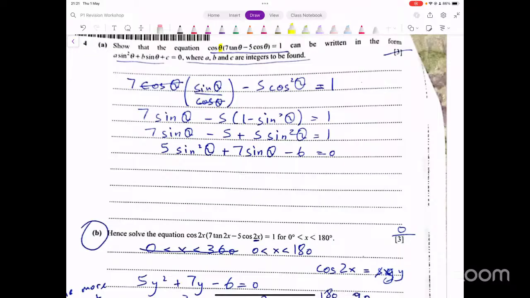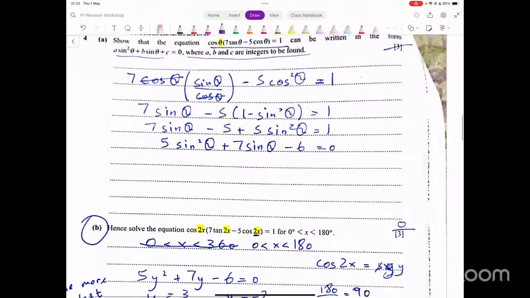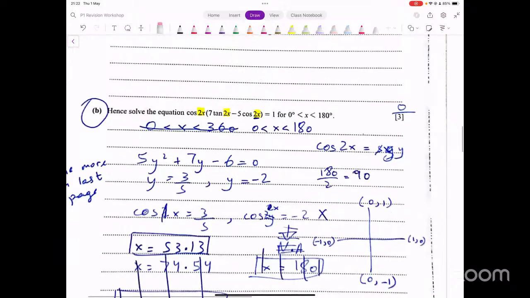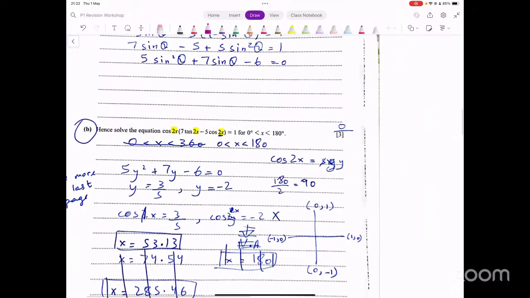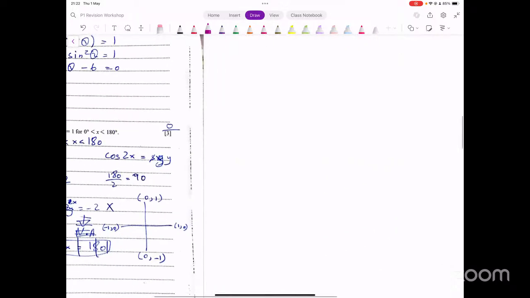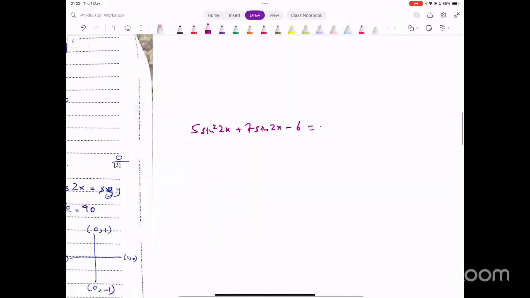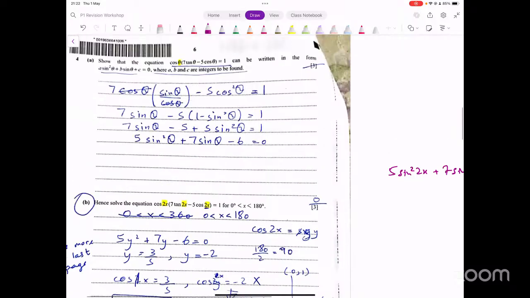What has changed here? In place of theta, you just have 2x. That's the only thing that has changed there. Theta has been replaced with 2x. So you already have this form. In that form, you replace theta with 2x. So it will look like this. It will become 5 sine squared 2x plus 7 sine of 2x minus 6 equal to 0. That's the equation that you now need to solve.